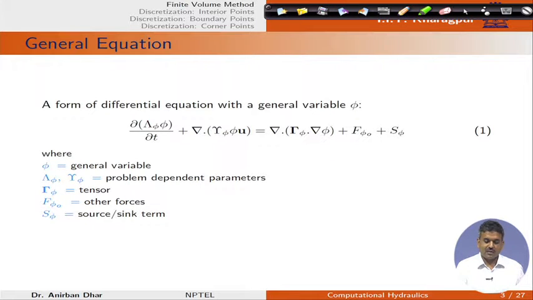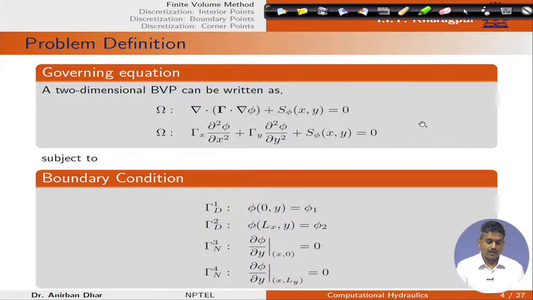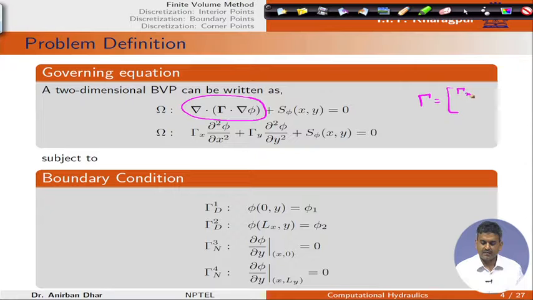Let us consider our general equation. In finite difference method, we have used the first term on the right hand side and the source term to define the boundary value problem using partial differential equation and boundary conditions. So, let us use that for our case. Problem definition. In this case, this is our diffusion term, where gamma is nothing but gamma x 0, 0 gamma y.